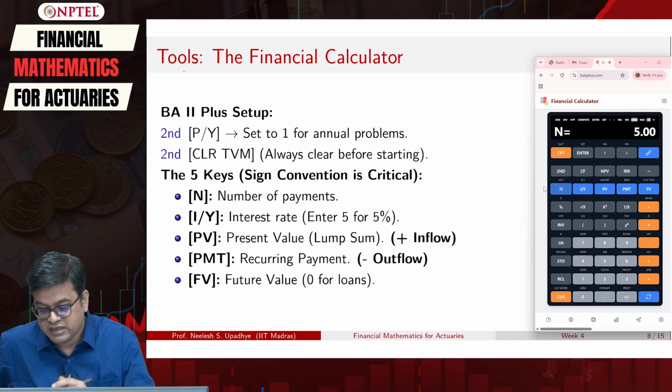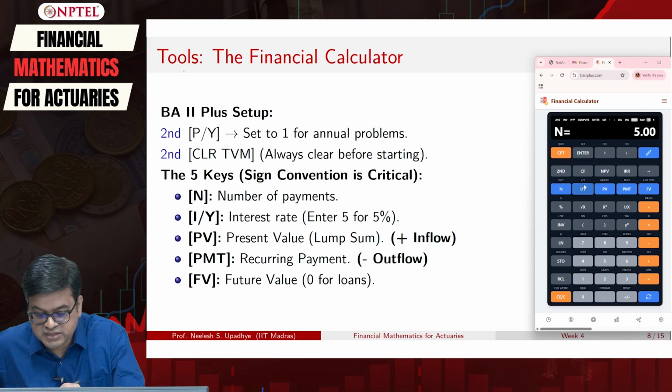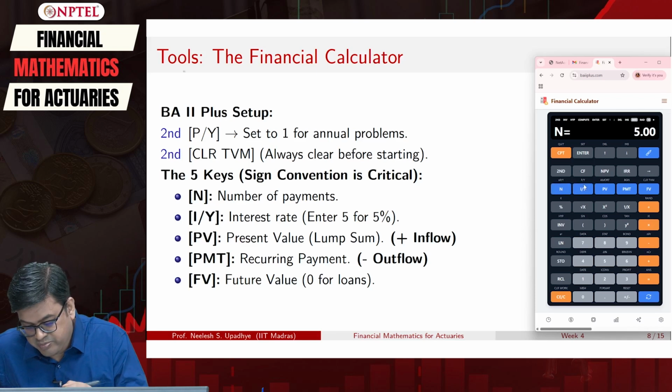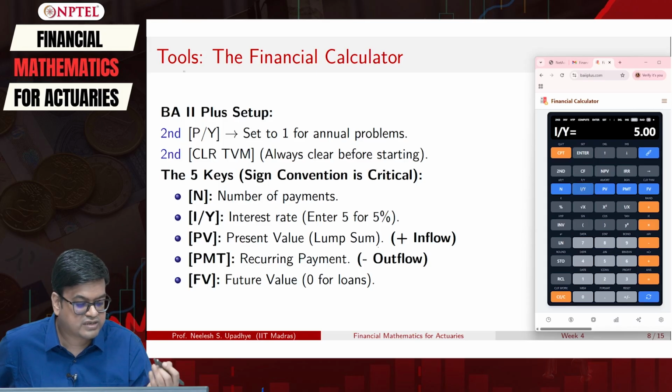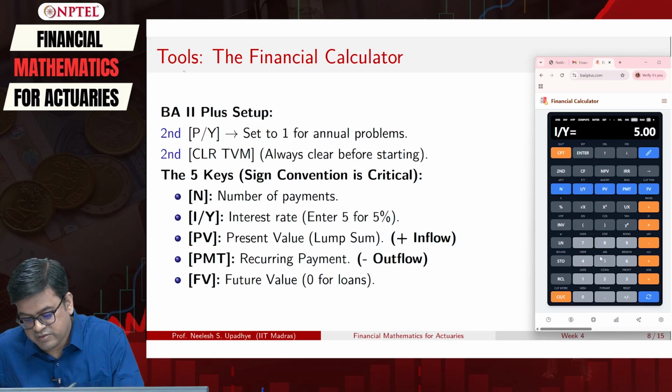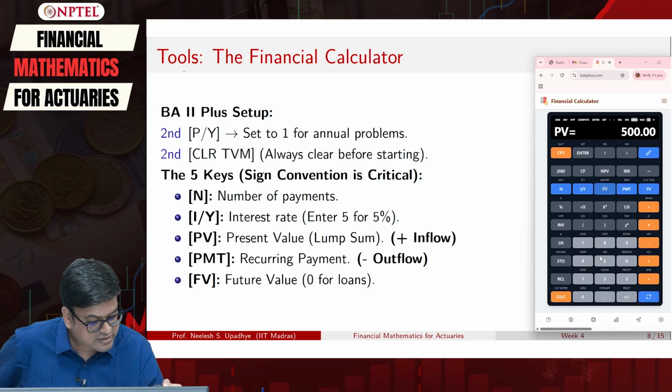Okay. Then you look at the other value, which is I by Y, which is interest rate per year or per period. So, let us say I want to set it to 5%, then I by Y is 5%. Okay. Then you can actually give me the present value, whatever is the present value. Let us say I want to put that present value as 500. I can put that as a present value here. Okay. So, I have calculated that.